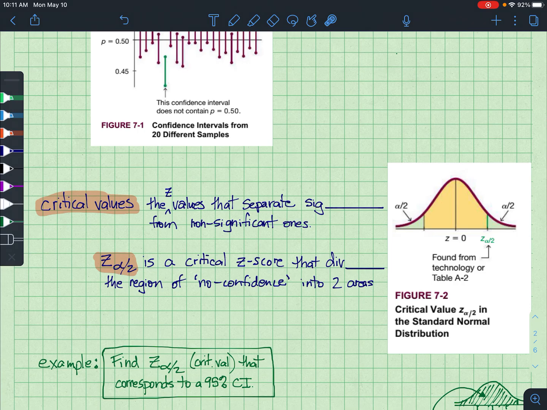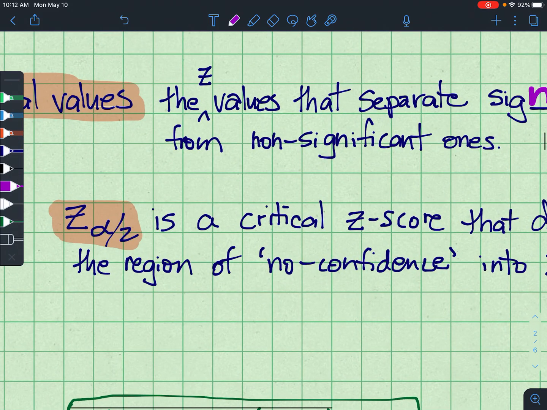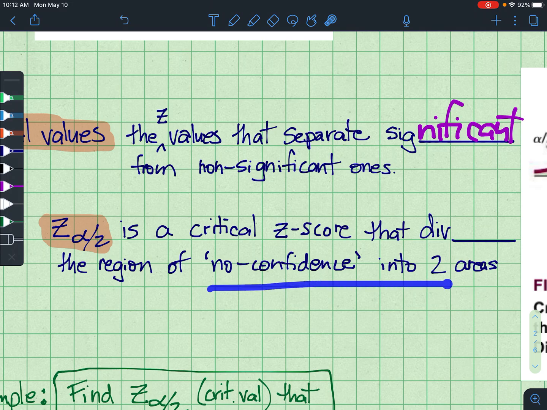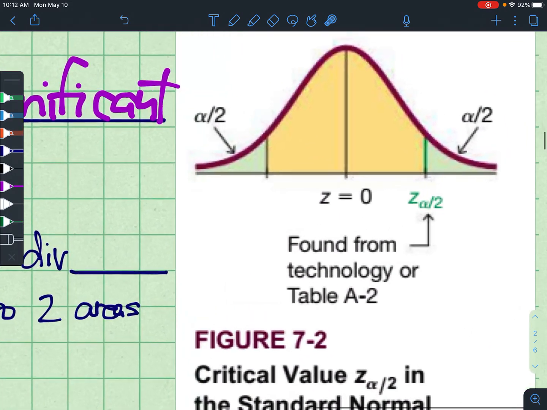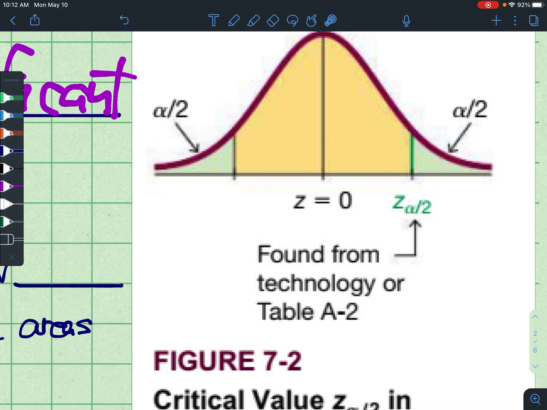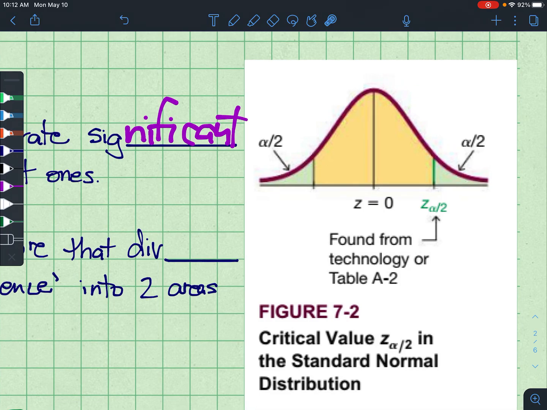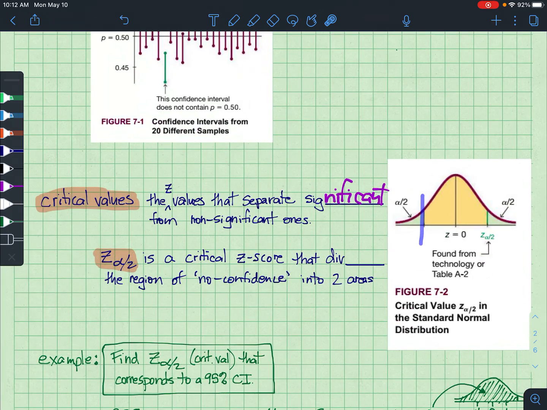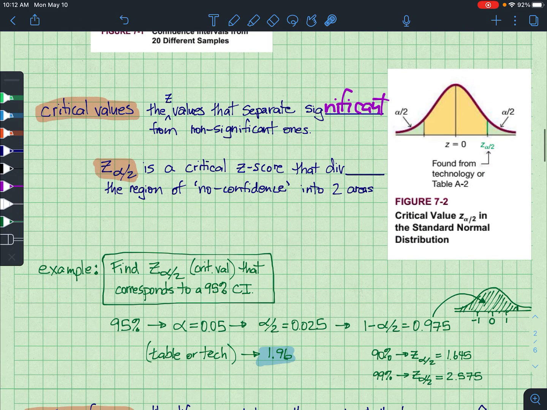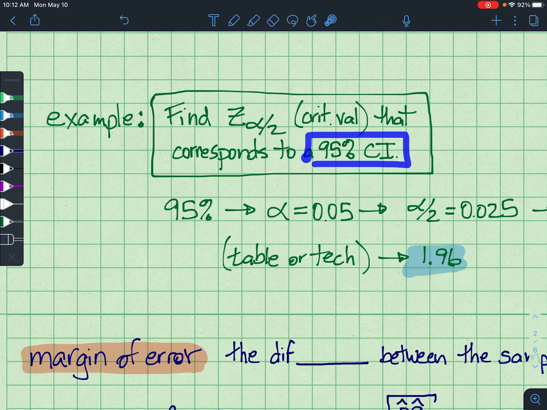Before we can talk about the confidence interval and how to find it, we need to talk about critical values. Critical values are values from the Z-chart that separate significant from non-significant ones. And the most common one that we talk about here is Z sub alpha over 2. This is a critical Z-score that divides the no confidence zone into two areas. So here's a good picture of it. That green area, notice how there's one here and one here. So alpha divided by 2 is that zone on each side of the critical value. In this case here, our critical value is here and here. So find the corresponding Z-value for what we call the 95% confidence interval.